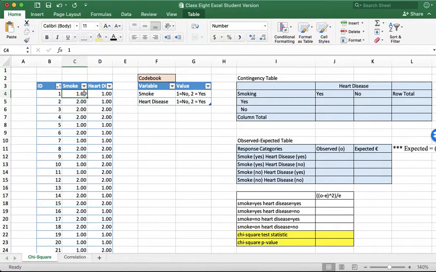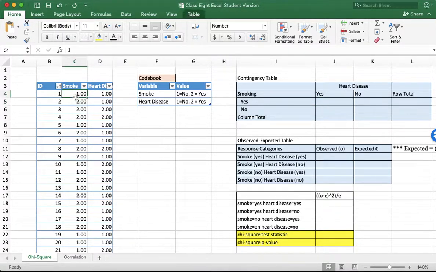Now the first thing that we want to do is a custom sort so that all the people who indicated a 1-1 are paired together, and all the people who indicated a 1-2, 2-1 and 2-2 are paired, etc. And what we are going to be doing is populating this contingency table that you have to create, which is essentially a count or a frequency for all the different response possibilities in our two variables.